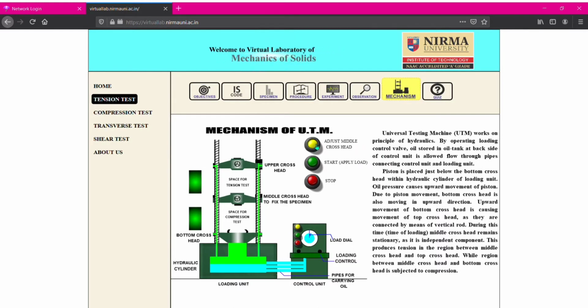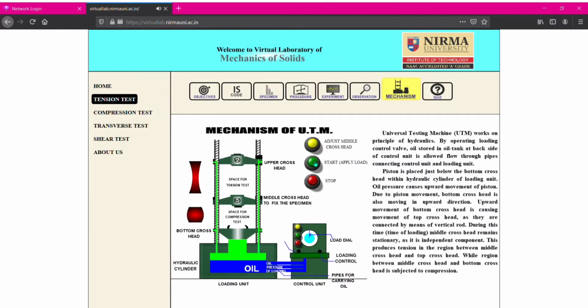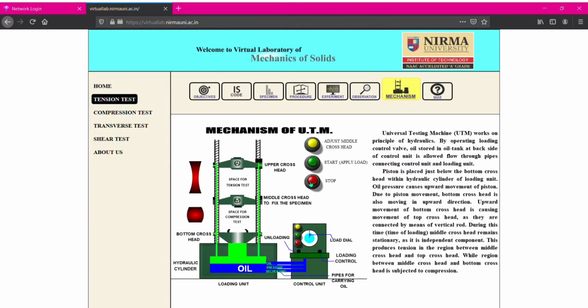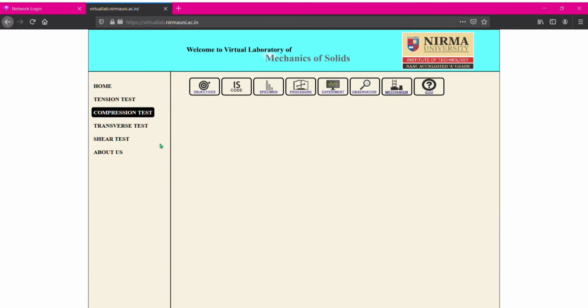We have tried to explain the mechanism to you. How do you operate for your experiments? It contains 3 heads, namely upper head, middle head, and lower head. To apply force, hydraulic oil pressure is used. Middle head is for the adjustment as per the specimen, whereas lower head and upper head act together by means of oil pressure, as you have seen.